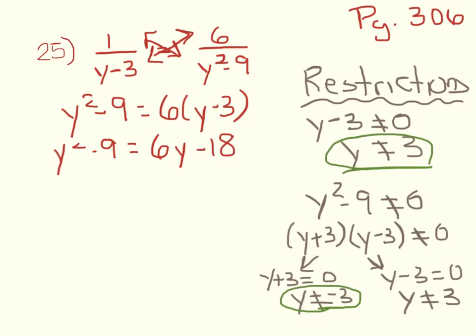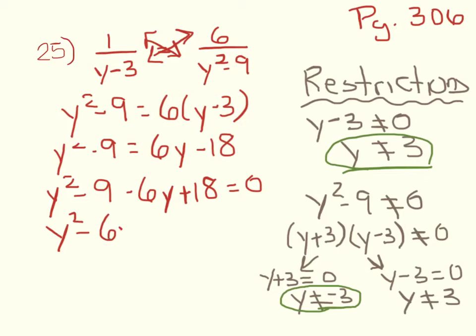So I'm going to distribute on the right side of the equation: y squared minus 9 is equal to 6y minus 18. Now I notice that this is a quadratic equation because when I look at the greatest exponent of the variable, it is squared. So to solve a quadratic equation, I set it equal to 0. So I'll have y squared minus 9 minus 6y plus 18 is equal to 0. Combine like terms: y squared minus 6y plus 9 is equal to 0. So now I've set it equal to 0.